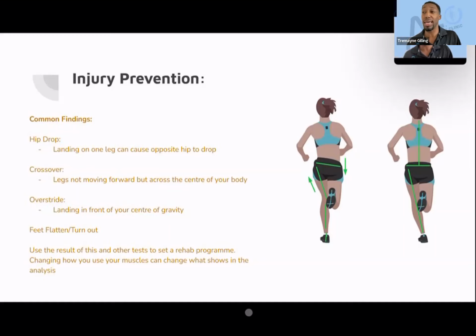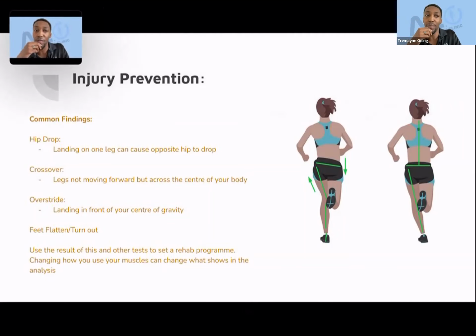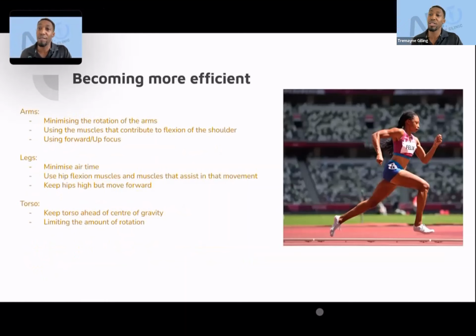And as I said, what we see here, we will make a program based on your particular issues, niggles, whatever it is. But also, if you get to use the muscles better or correctly, a lot of the time you'll see a change in the mechanics. So where you may have had a hip drop, starting to use your hip flexors better, consciously using the hip flexors better, then that hip drop may not be as obvious. It may adjust itself.